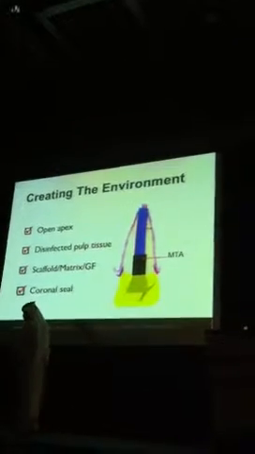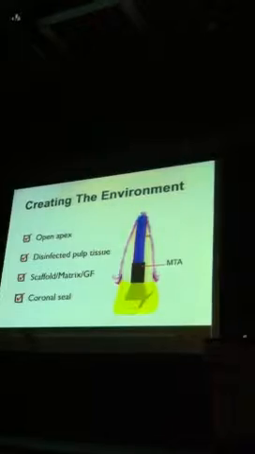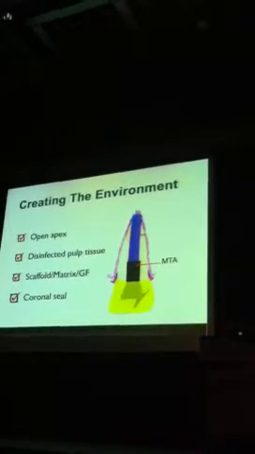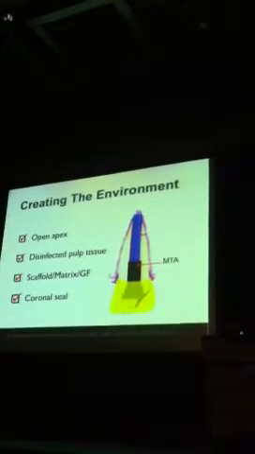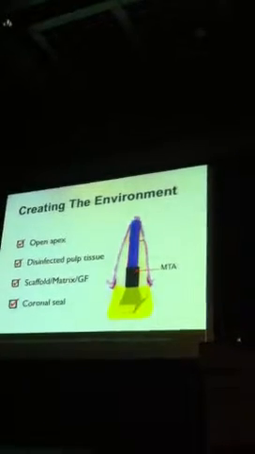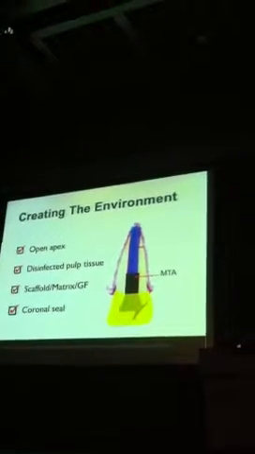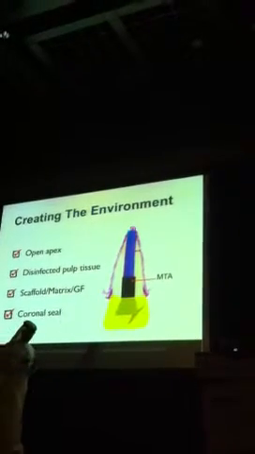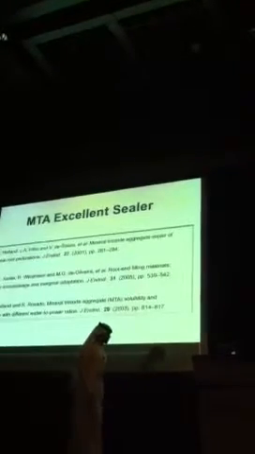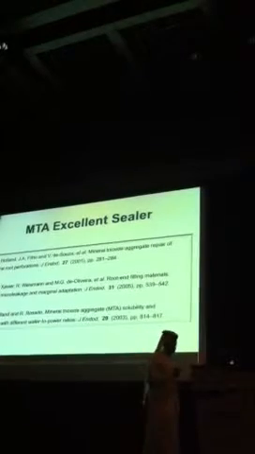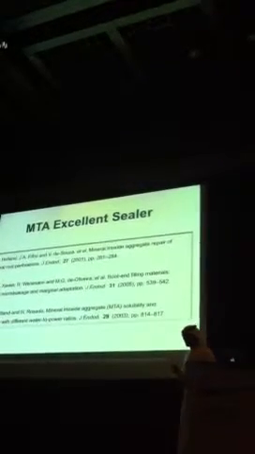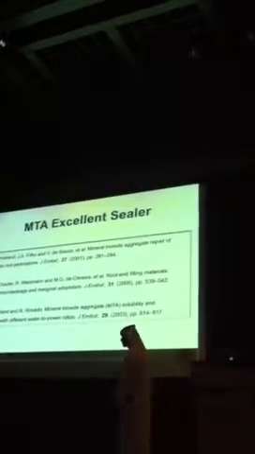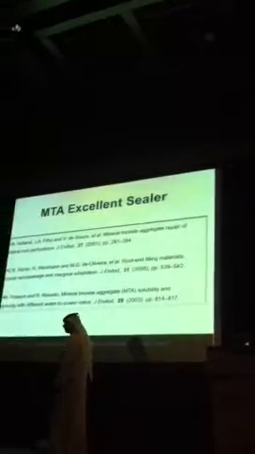And obviously the fourth thing that is very important is creating a coronal seal. Coronal seal is very, very important. If you have any sort of leakage in the coronal area, you're just wasting your time. Everything that is happening is just going to lead to failure. And obviously, MTA is the most superior restoration out there that we can definitely depend on.